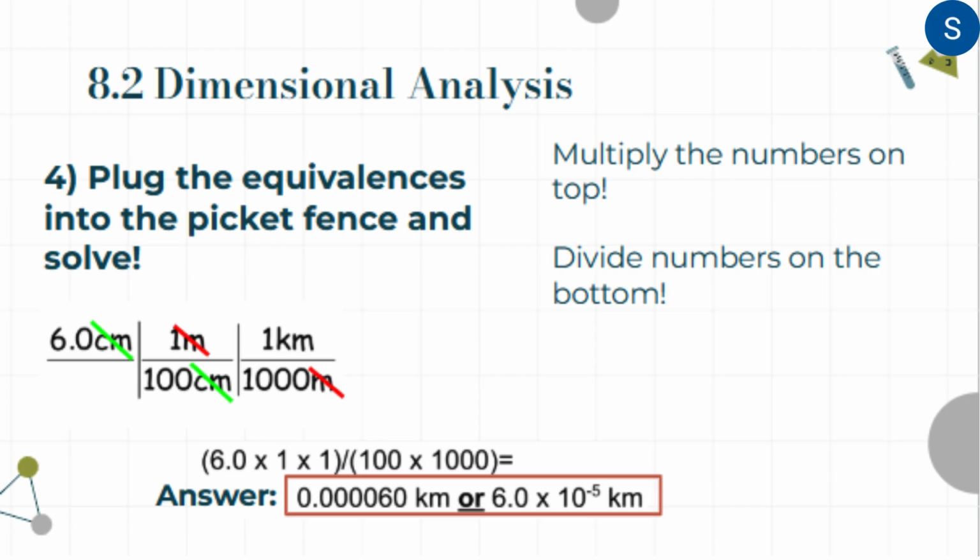Here is a closer look at that. After we plug in the conversion rates into the picket fence and solve, we cancel out the centimeters and meters in the conversion rates and end up with just kilometers. To calculate, we multiply all the numbers on the top and multiply all the numbers on the bottom. After doing 6 centimeters times 1 meter times 1 kilometer over 100 centimeters times 1,000 meters, we get a grand total of 0.000060 kilometers, which can be rewritten as 6.0 times 10 to the power of negative 5 kilometers.